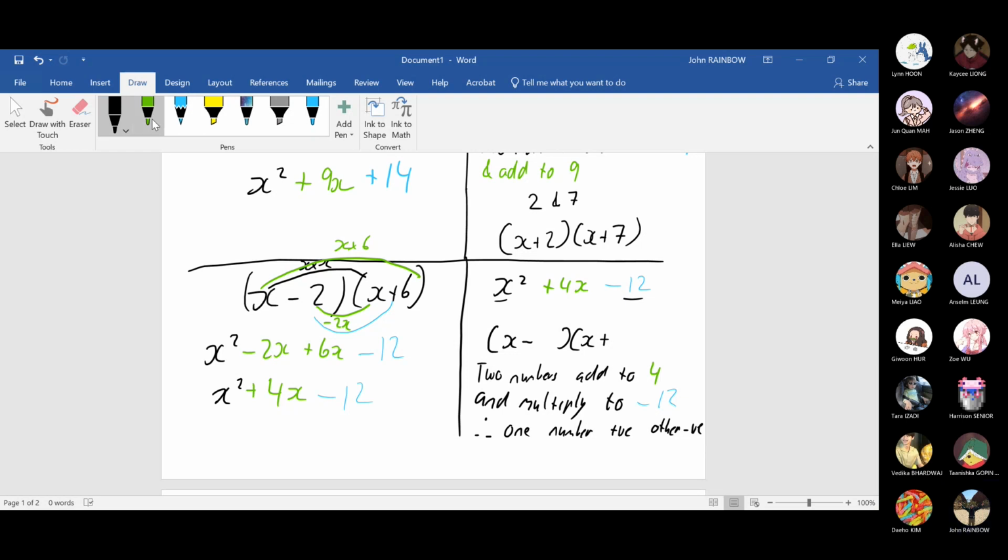2 by 6 gives me 12. So it'd be negative 2 and 6, which add to 4. Two numbers add to 4, or in this case, because it's a negative, two numbers that give you a difference of 4. And that's what it is. So your answer for this is going to be x minus 2, x plus 6. It's going to give you negative 12. Negative 2x plus 6x gives you positive 4x.